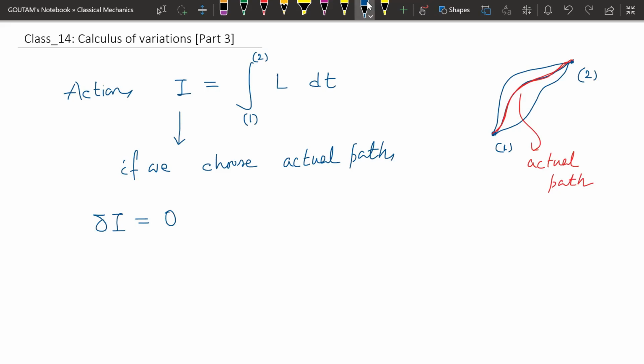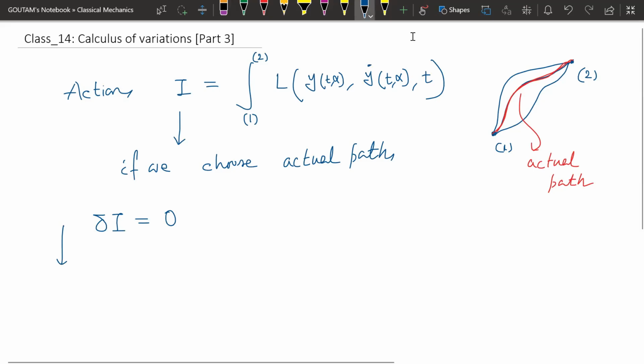So from there we derived an equation. If the Lagrangian is a function of y(t, alpha) and y dot(t, alpha), where alpha is the path variable, then if we change the alpha, the path will change. So from there we derived the equation, if delta I is equal to 0, this is Hamilton's principle.